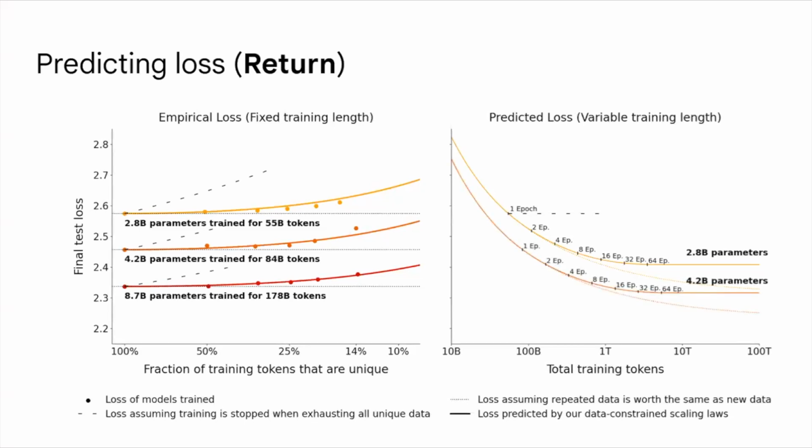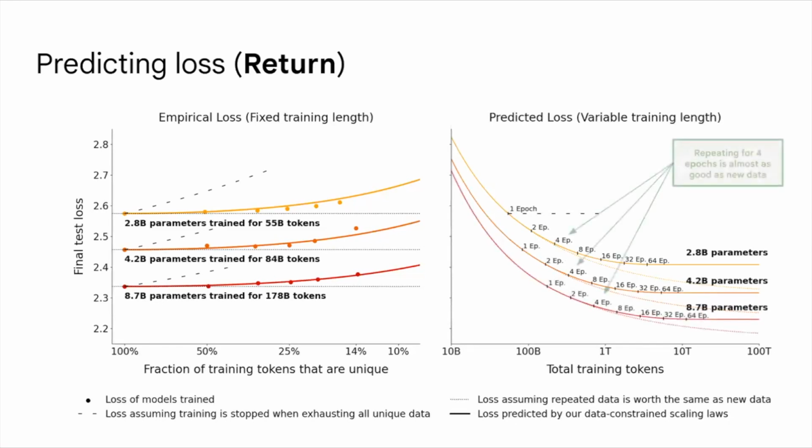And then for 4.2 billion parameters and 8.7. And again, at 4 epochs, the repeated data is almost as good as the new data, as seen by the lines being very close. However, eventually they diverge quite a bit, and especially around the Rd star value that we fitted of 15.4, they really start to diverge and eventually flatten out. So at that point, there's not a lot of value to be gained from further repetitions.